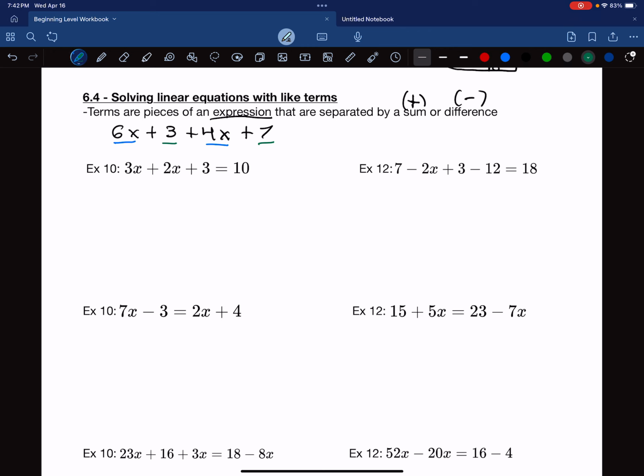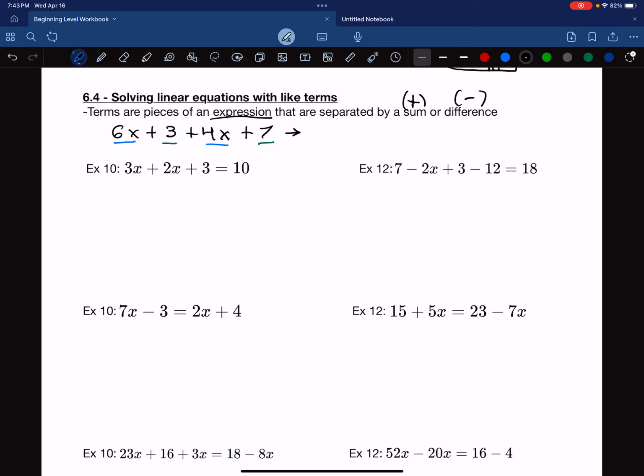Looking at this, one thing I do want to point out is that these like terms, we can actually combine them together and simplify this whole expression. So we can combine this 6x and this 4x, and then we can also combine this 3 and this 7 to simplify.